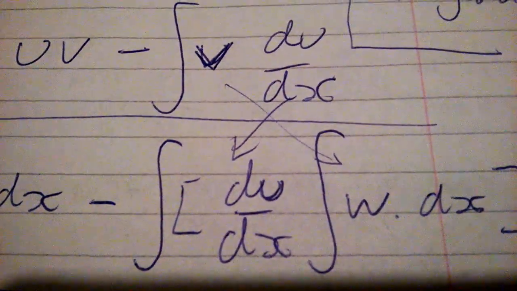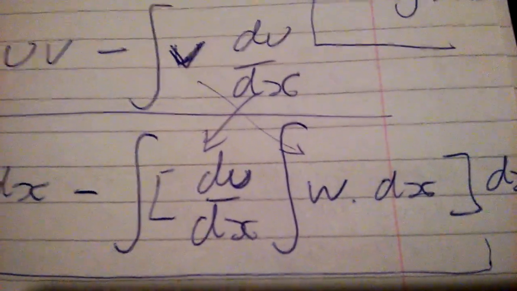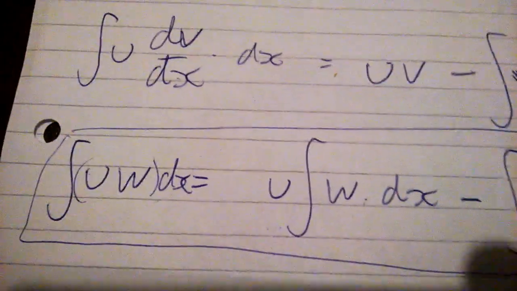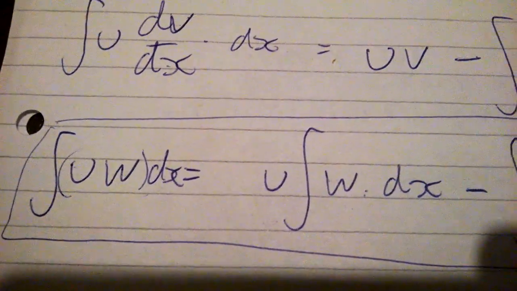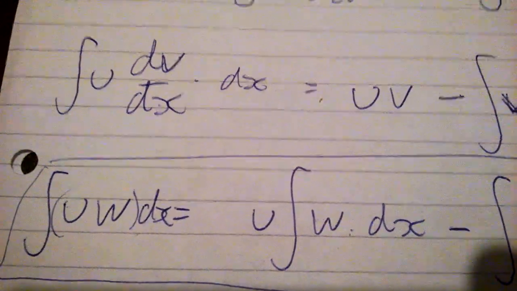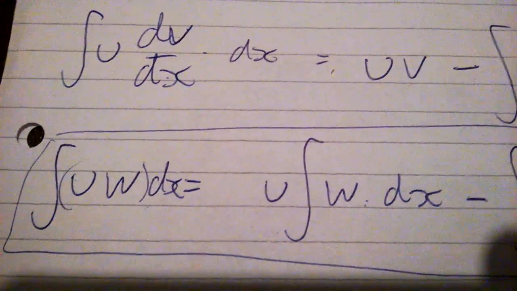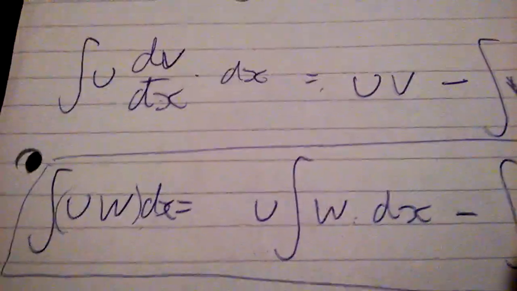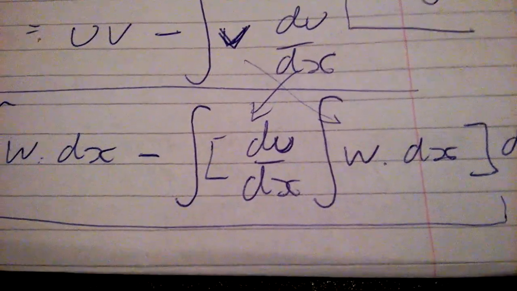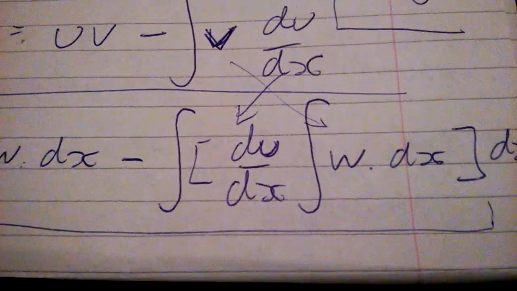Now we substitute v with the integral of w dx, then integrate the whole thing with respect to x. So if you've got a product, where u is a function of x and w is another function of x, the integral of that is u times the integral of w dx, subtract the integral of the product of du by dx times the integral of w dx.